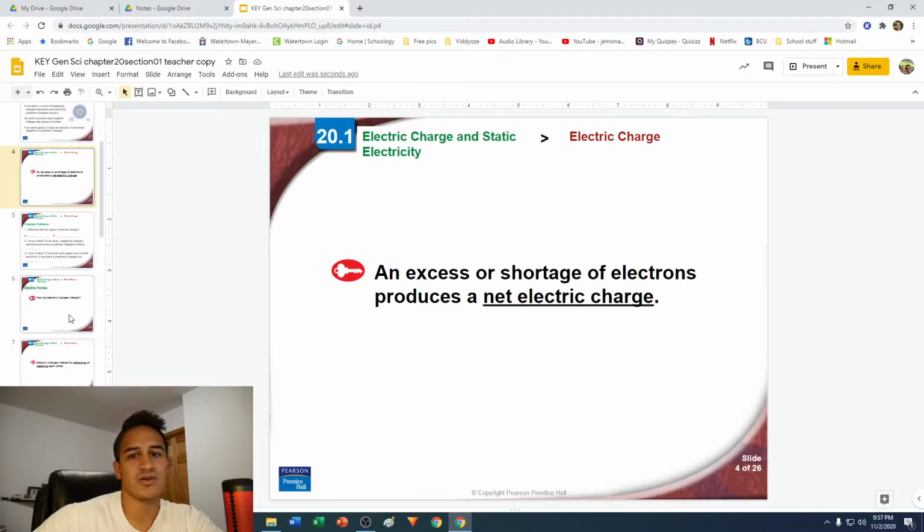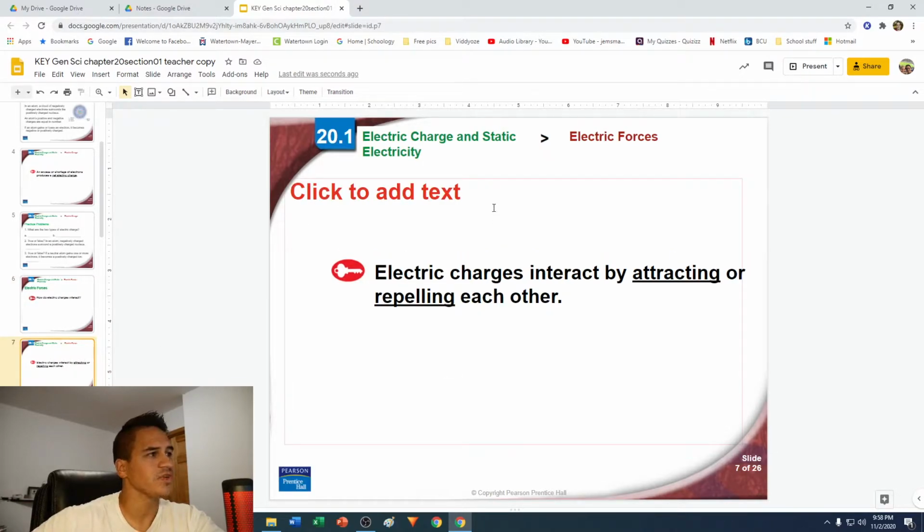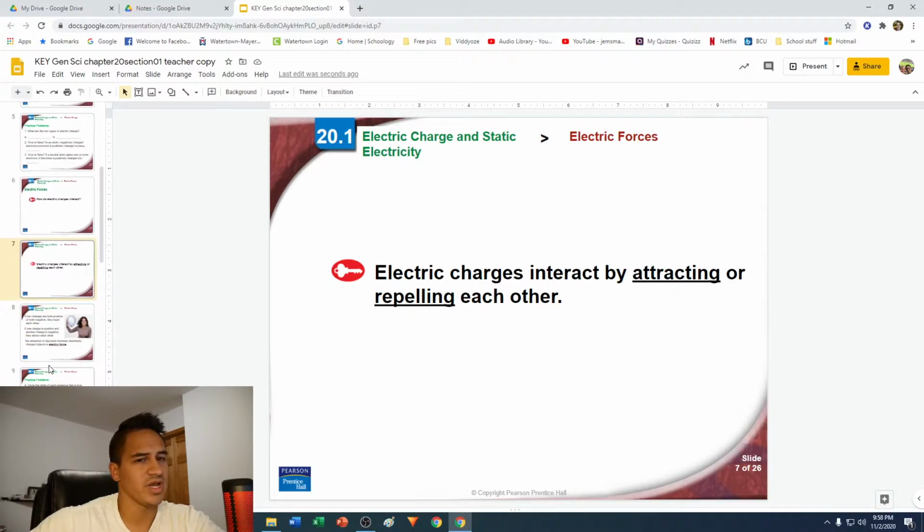Every piece of matter around you can have an electric charge on it if you either somehow give it electrons or take electrons away from it. All right, so how do electric charges interact with each other? We know that electric charges are all around us, but how do they interact with each other, positive and negative? Electric charges interact by either attracting or repelling each other. This is probably not new information to you. You do probably know that opposite charges attract and similar charges repel. But we're going to talk a little bit more about what actually is going on.